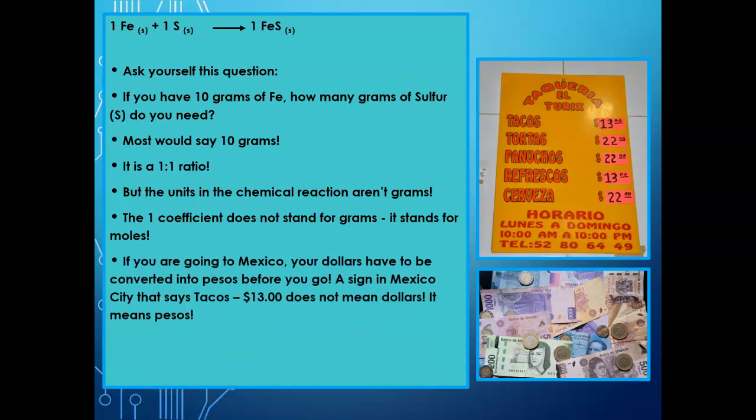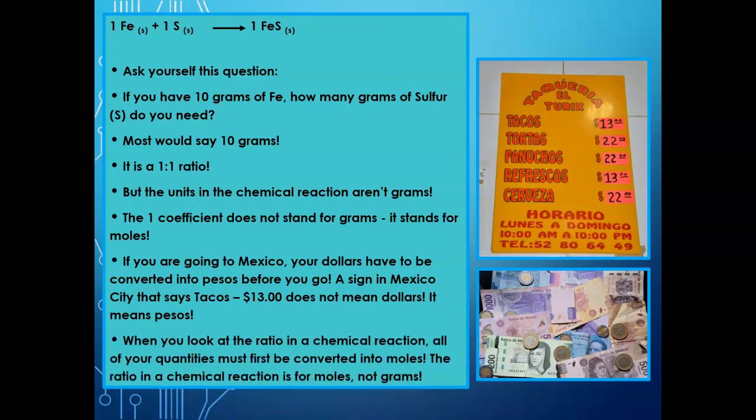So if you have ever traveled abroad, we have to convert our money. So in the sign that you see here on the right, you see that a taco is $13. But that doesn't mean American, U.S. currency. That is pesos. So you have to be careful and make sure that you're using the correct unit and looking at your equations in the correct way to truly understand what's going on. So when we look at our ratio, all quantities have to go through moles. There's a reason we have the mole map. Everything needs to go through a mole.